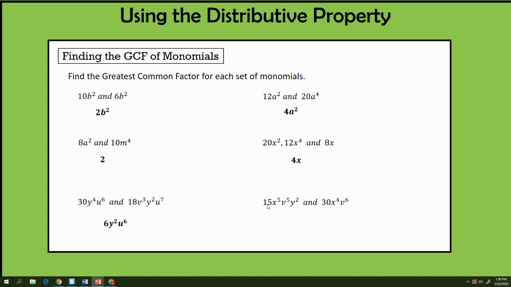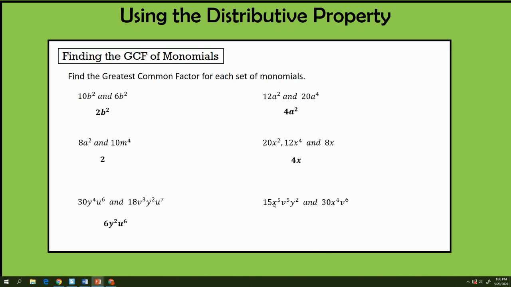Last one here. So 15 and 30, I think a 5 right away. 5 will divide them both. However, 15 actually will divide 15 once. 15 will divide 30 twice. So in this case, this number is actually your GCF number, 15.